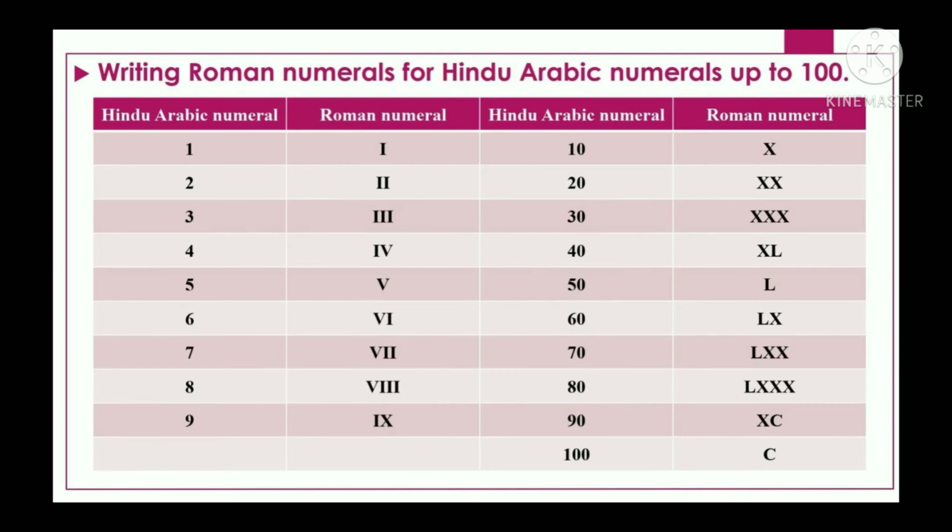9 is equal to IX, and here similarly for 10 you can write X, for 20 you can write XX, for 30 you can write XXX, for 40 we can write XL, for 50 we can write L, for 60 we write LX, for 70 we write LXX, for 80 we write LXXX, for 90 we write XC, and for 100 we know that is C.